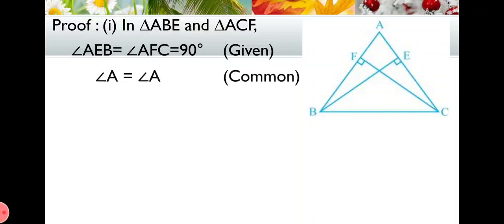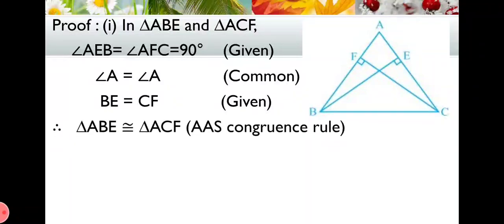For proof, number 1: in triangle ABE and triangle ACF, angle AEB equals angle AFC equals 90 degrees. It is given in the question that BE is the altitude perpendicular to AC and CF is the altitude perpendicular to AB, so both will be 90 degrees. Angle A equals angle A, common, and BE equals CF. That is given. Therefore, triangle ABE is congruent to triangle ACF.